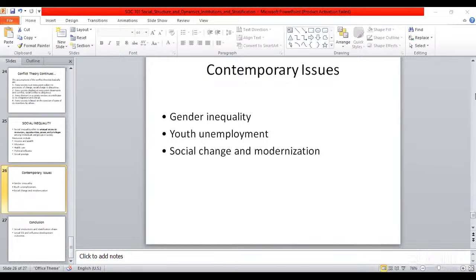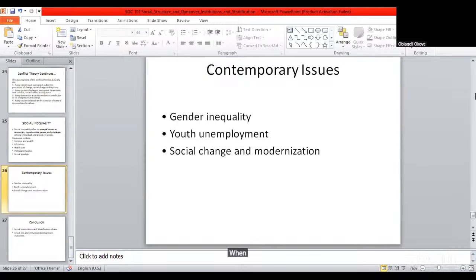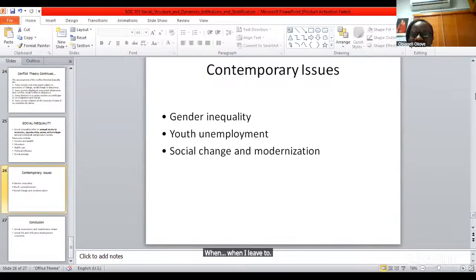Okay, example, like women should be sent to school, that they should be given equal opportunity with the men. As a result, most women are now in school, unlike in the past, when the women were believed to belong in the kitchen.